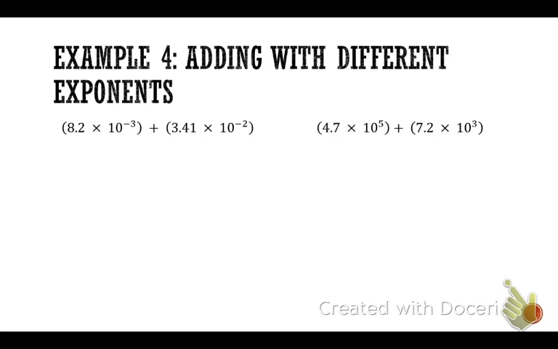We're going to do 4 problems, and with all 4 of these problems, the exponents are not the same. So I cannot simply add those decimals together and be done with it. I have to make my exponents the same first, and then I can add. So how do I do that? Well, the first thing you need to do is decide which exponent value is smaller between the two.